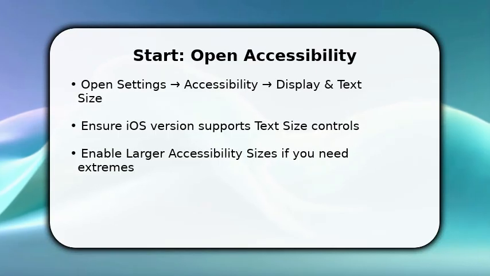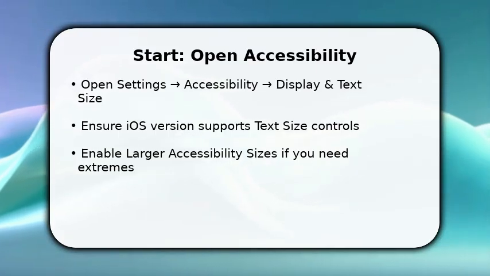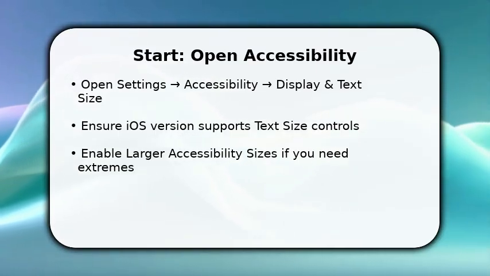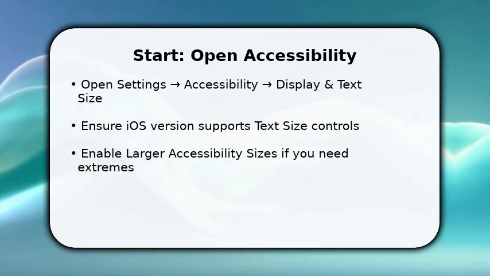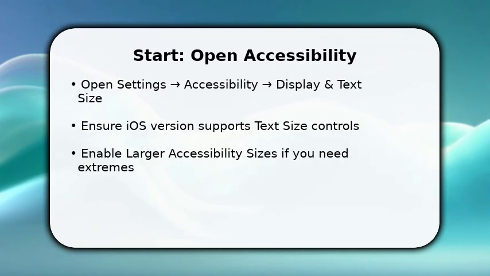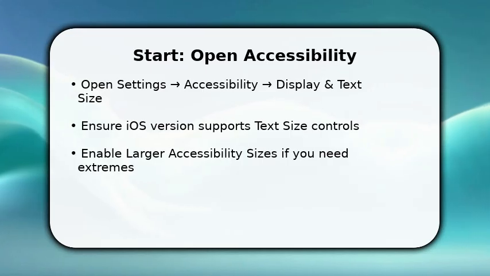You're going to change font size now. Start in Settings. Tap Accessibility, then Display and Text Size to reach the controls quickly. Once there, use the text size control to change system font across apps that support dynamic type. This is faster than changing each app.